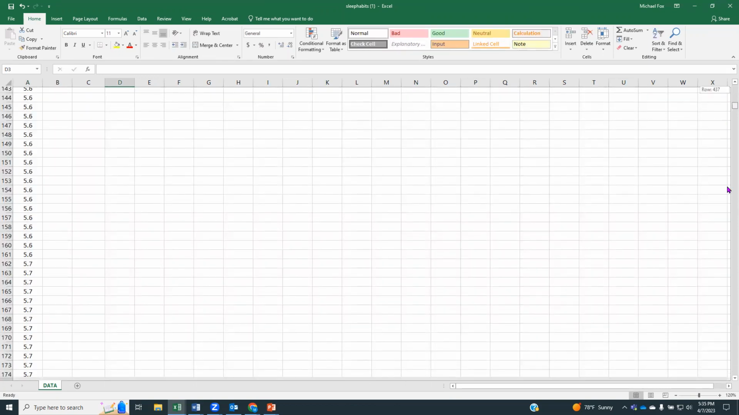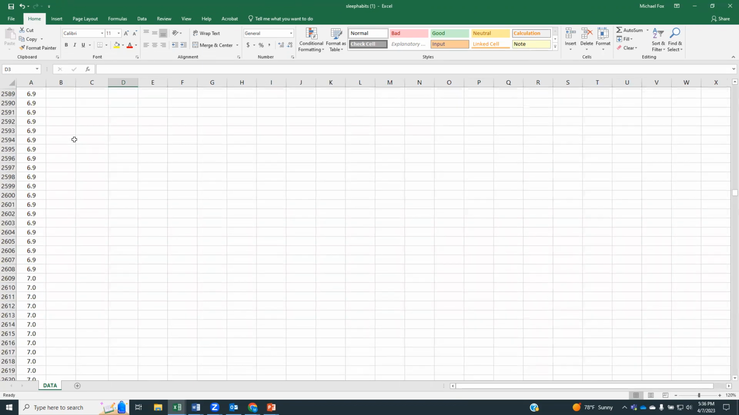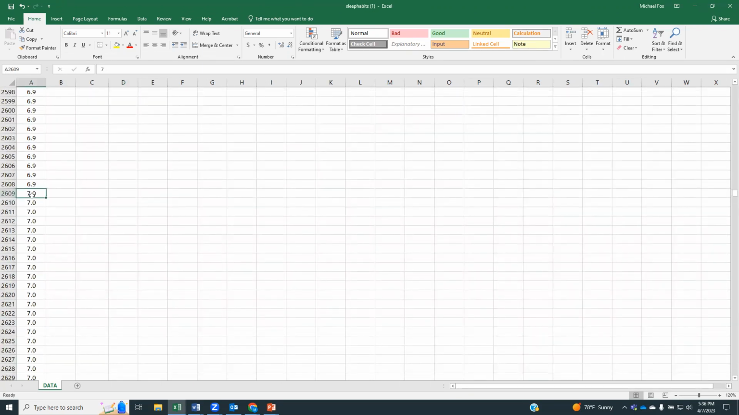Then I'll go down to where 7 started. I'll start on that 7, and I'll go down and highlight to the end of the data set. Like I said, probably there's a faster way for people who care to do it. And my count is 4,437.